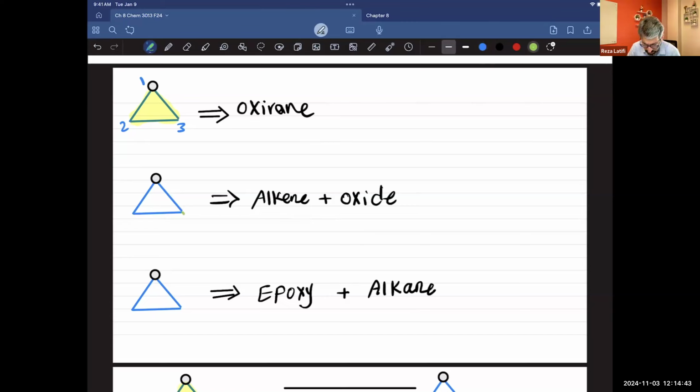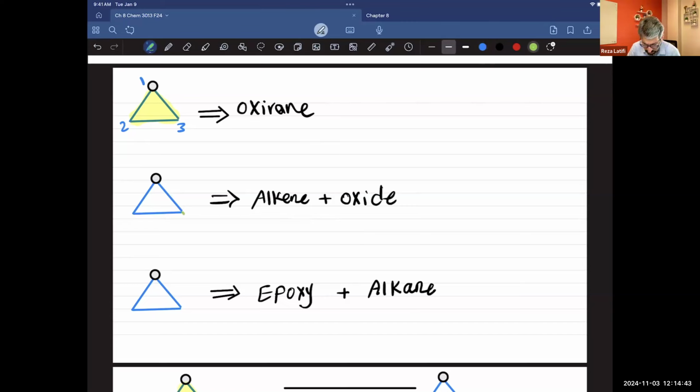So I say on 1 and 2, I have epoxy, and then I say ethane. So we use epoxy before the alkane, while oxirane comes at the end of the name. I'm going to practice a good number of questions, and you will see how we use those two terms.